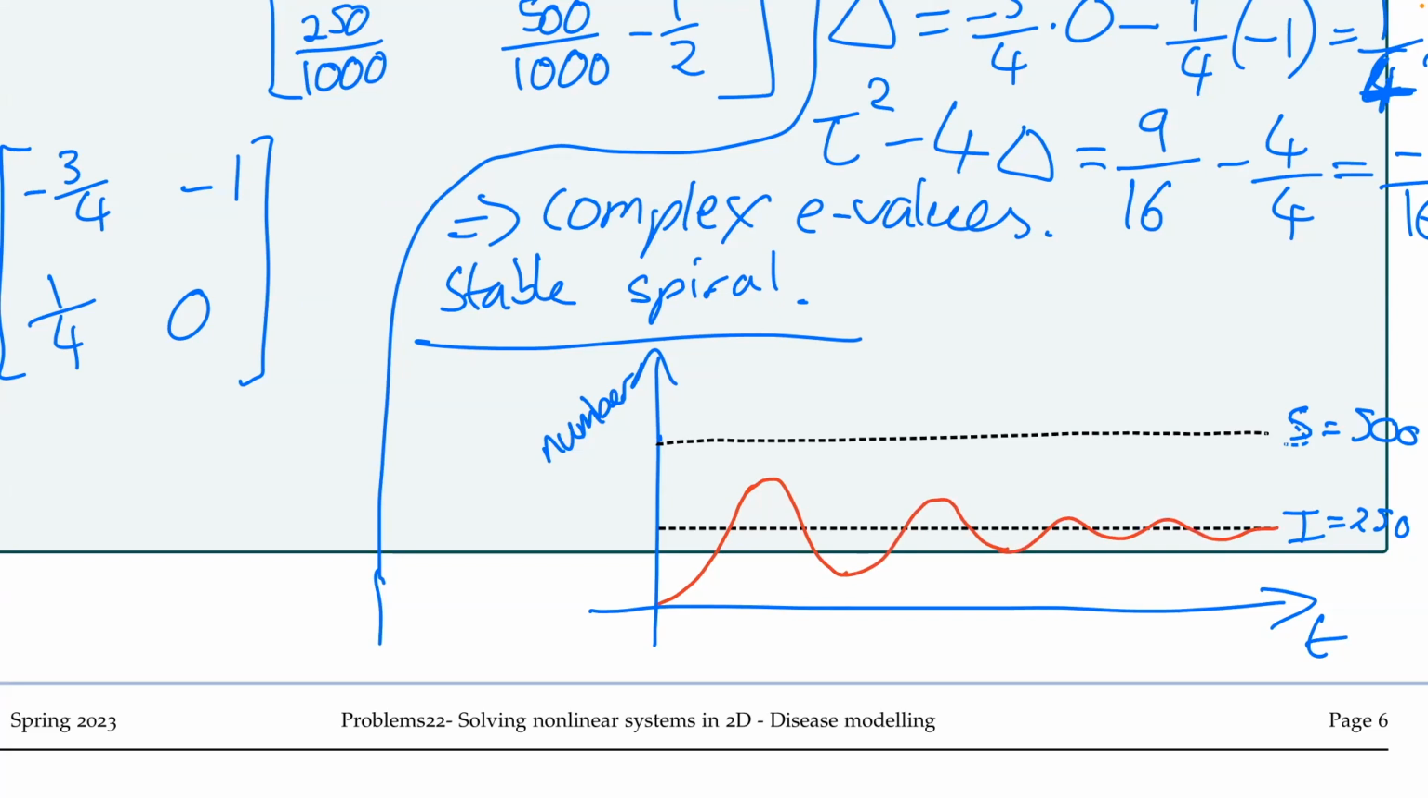Likewise, we could draw a corresponding graph for our susceptible individuals. Maybe it looks something like this. So we know in the long term they settle down. We know that we have a stable spiral, so we're spiraling in. What that means biologically is that we're having successive waves of epidemics. And eventually things settle down.